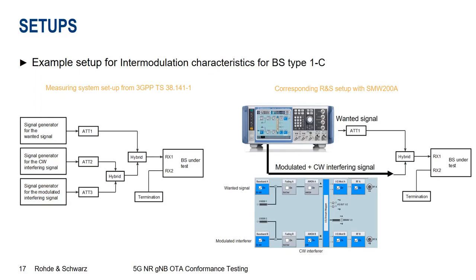and on the right you see the corresponding setup with the signal generator SMW200A, which has 2 RF ports and multiple basebands. So this scenario can be generated out of one box. So you have a wanted signal from RF A, and the modulated plus the CW interferer can be generated on RF B.